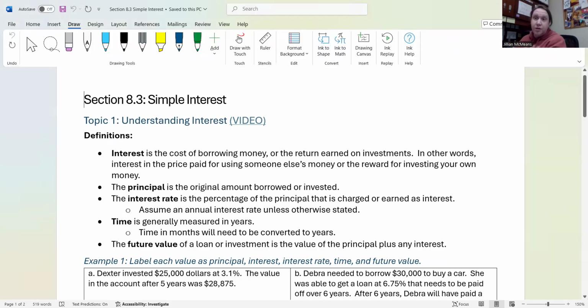So first of all, what in the world is interest? Well, interest is the cost of borrowing money or the return earned on investment. So it benefits you or hurts you depending on the situation. If you are borrowing money from some kind of lending institution, they're not going to let you borrow that money for free. You have to pay to borrow that money. The money that you pay is the interest.